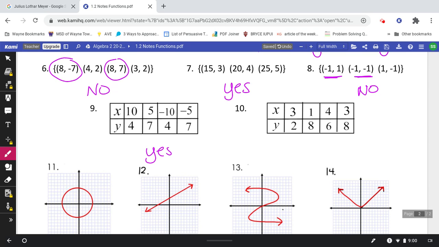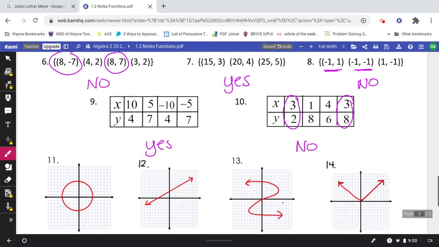Number 9 is a yes. The Y's are cheating, but that is okay. X's are the ones that can't cheat. So even though the 4s and the 7s repeat, that's okay. The X's are not repeating with different numbers. Number 10 is a no. 3 is paired up with 2. Therefore, 3 should not also be paired up with 8.